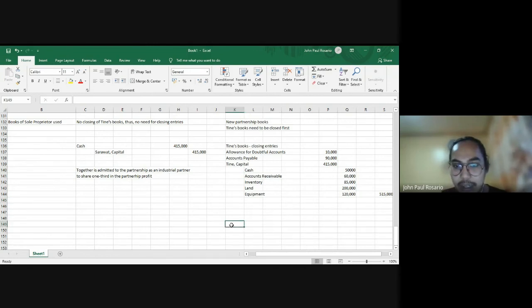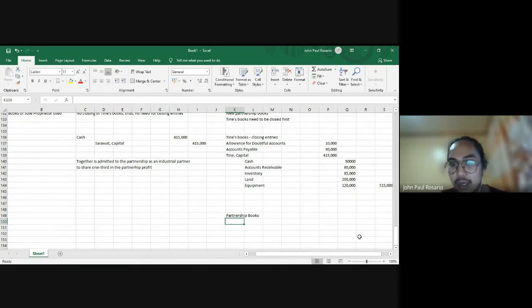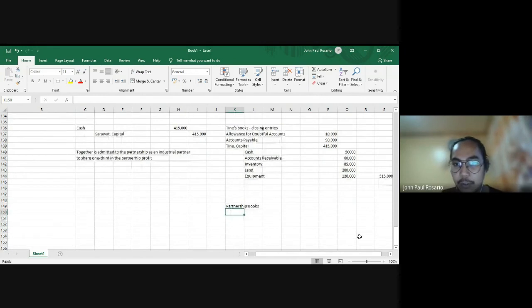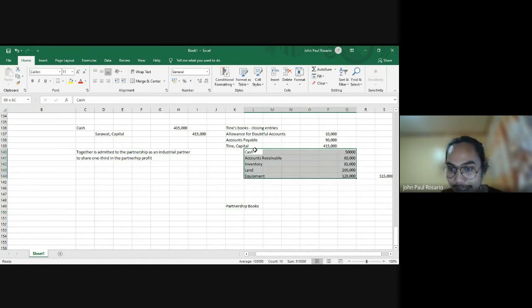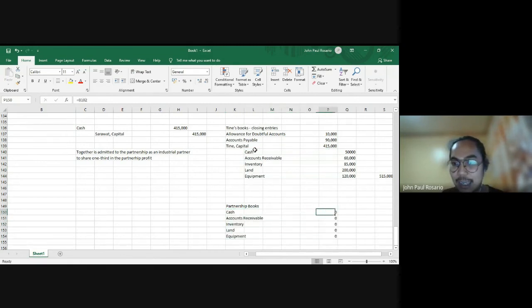Now, after closing Time's books, we go to our partnership books. So in our partnership books, we record the investment of Time. So this is very easy actually because you simply have to copy this one. Mura bitaw siya og imo lang siyang ikopya, guys. Kung yung sa imong closing entry sa book ni Time, imo lang din siyang ibalhin pag abot dito sa partnership books. Okay, so it's easy that way.